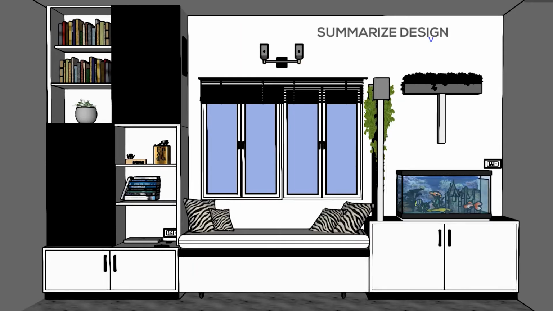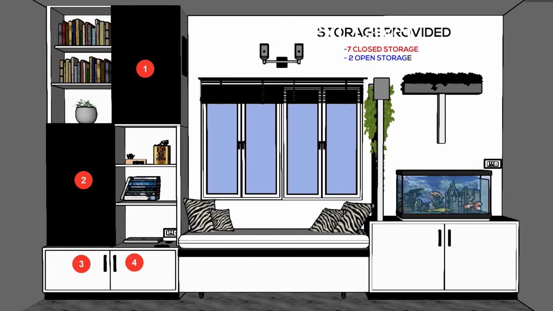Summarizing the design, we have provided a total of 7 closed storage and 2 large open storages. So if you see, the closed storage can be used to stash your items and the open storage can be a place where you can keep your decor items and then the books or things which you access more frequently.